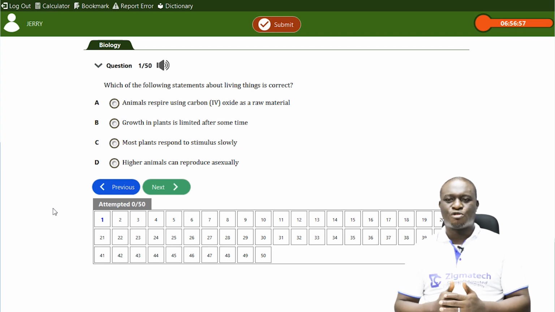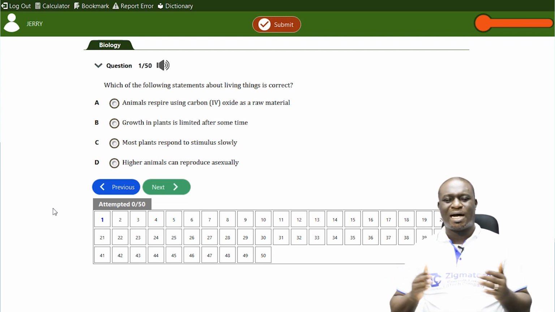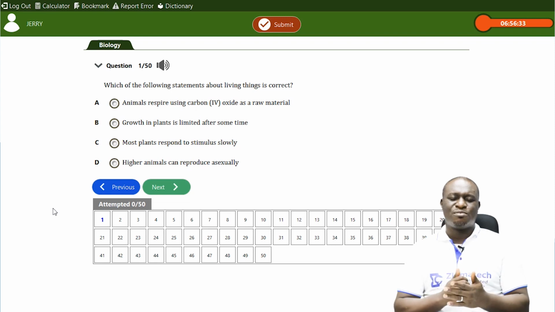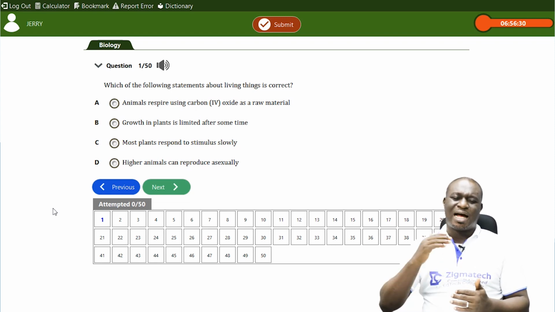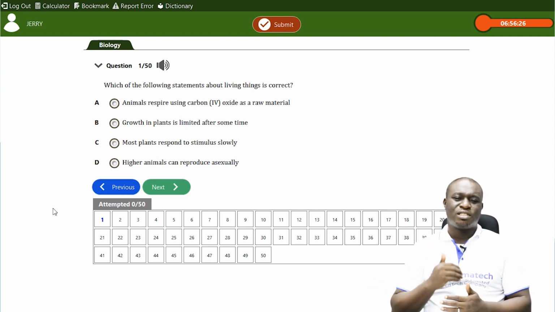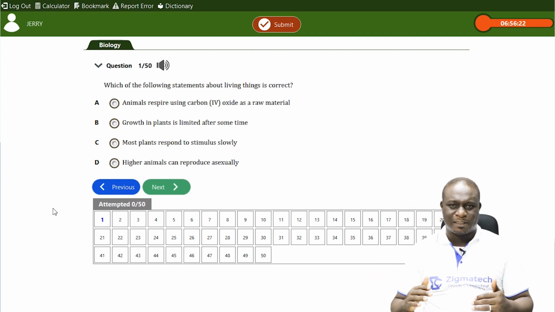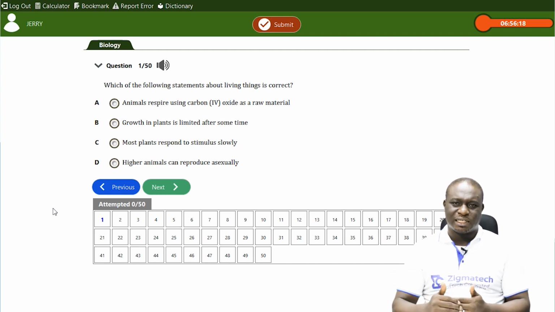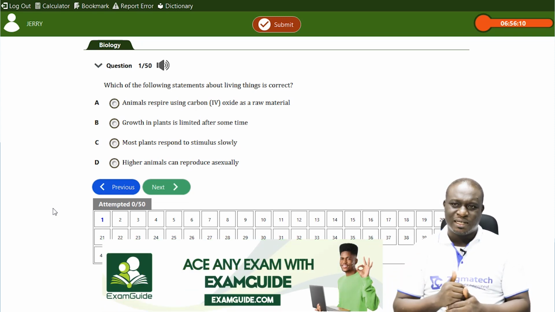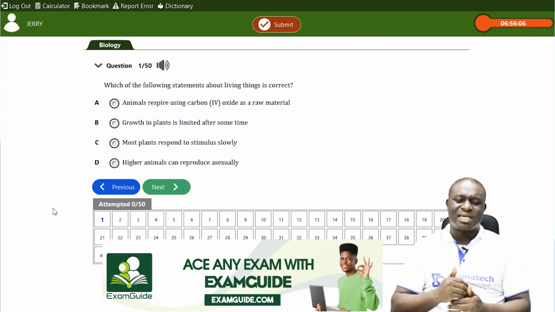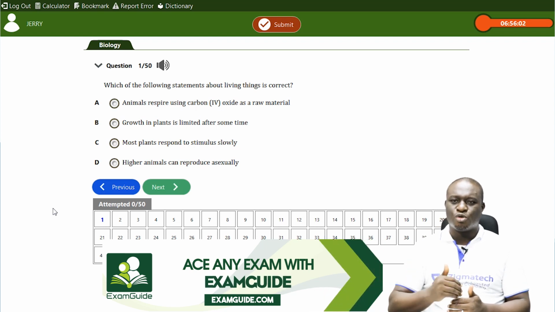Now, option B says growth in plants is limited after some time. One of the major differences between plants and animals as it relates to growth is this. Growth is defined as the permanent or irreversible increase in the size of an organism. Plant growth is unlimited, meaning plants continue growing throughout their lifespan or life cycle, while animal growth is limited. So option B is not correct, because plant growth is not limited. It is unlimited.